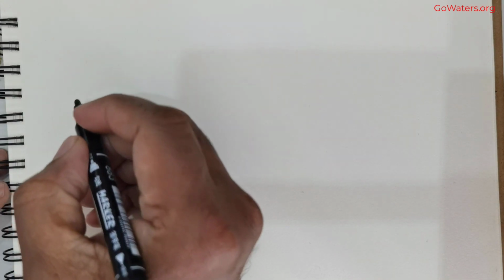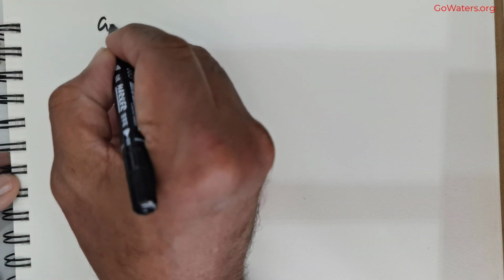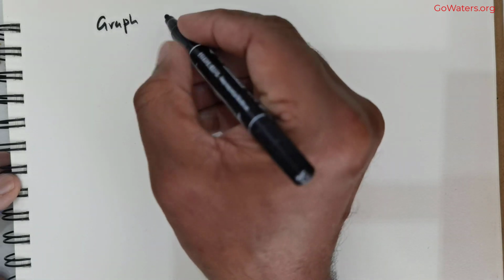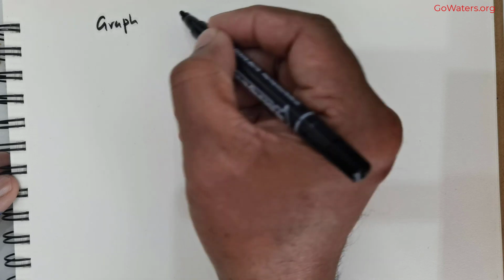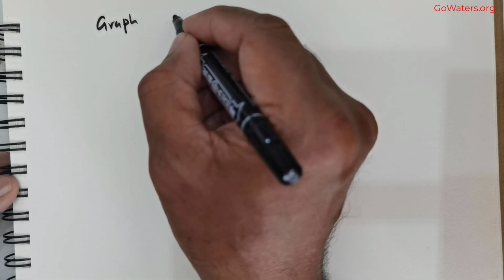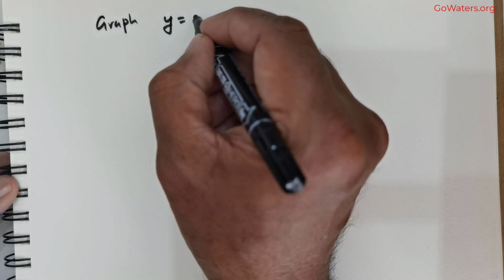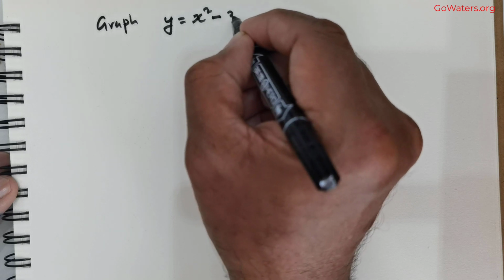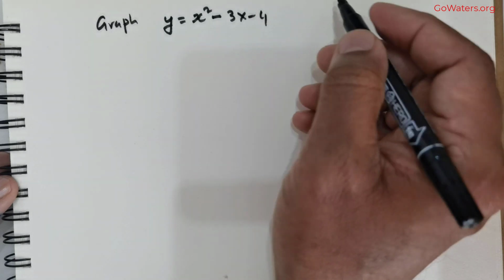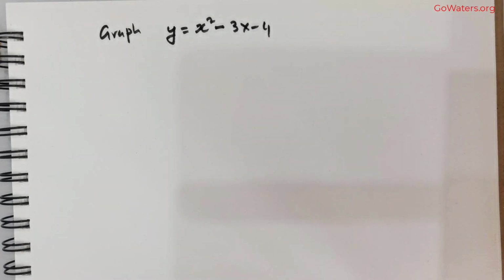Students, we will now learn how to graph a quadratic equation, or it's better for me to state it as a quadratic function. So let me assume that we have a quadratic function of this fashion. Say y is equal to x squared negative 3x negative 4. This is what is given as an illustration in your textbook. So we will learn how to draw this graph.